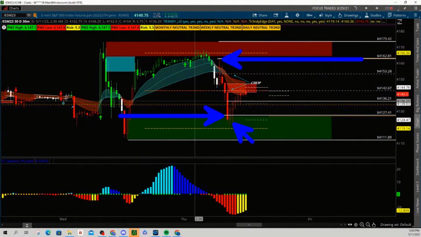Now, it's already hit 100%, but I'm holding on to see if we can get a little bit more. And we'll get into that here in a few seconds.